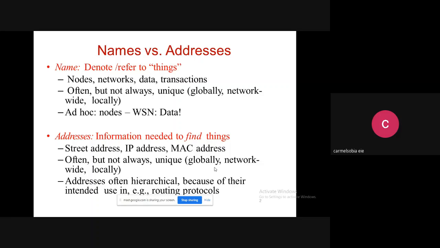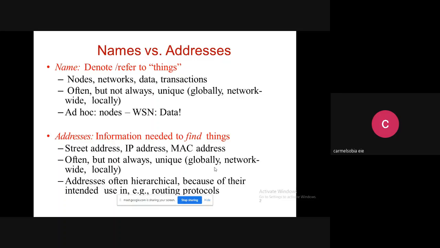So for that purpose, generally we have the IP address. It's like a street address for finding a person, to know which area he belongs to. So that is how the address is working. In the network field, we call it an IP address, which is nothing but an Internet Protocol address, and for networking there is also the MAC address.